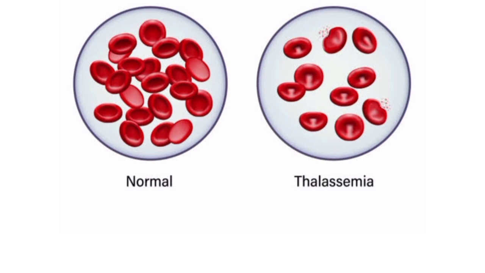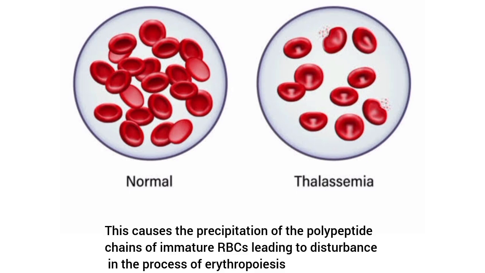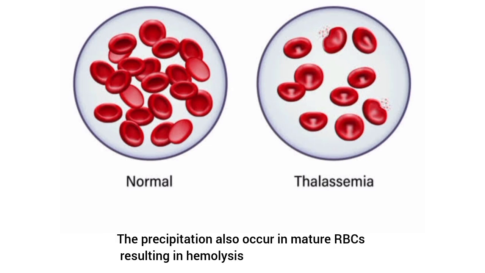In normal hemoglobin, the number of alpha and beta polypeptide chains is equal. In thalassemia, the production of these chains becomes imbalanced because of defective synthesis of globin genes. This causes the precipitation of the polypeptide chains in the immature red blood cells, leading to disturbance in the process of erythropoiesis. The precipitation also occurs in mature red blood cells, resulting in hemolysis.